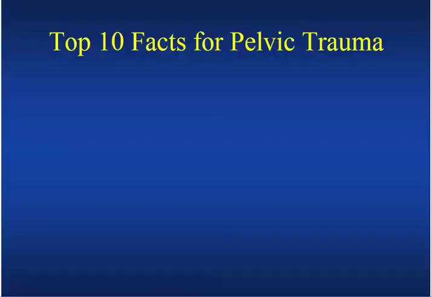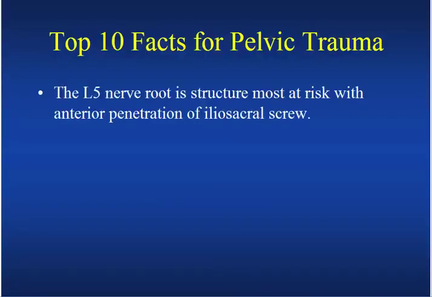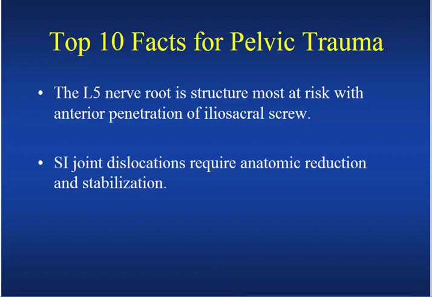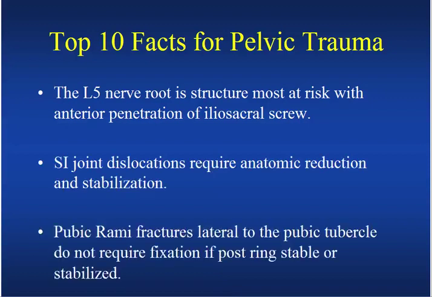The L5 nerve root is the structure most at risk with placement of an iliosacral screw. And again, that's the anterior location of the L5 nerve root, just anterior to the sacral ala. SI joint dislocations, again, require anatomical reduction and stabilization. And pubic rami fractures lateral to the pubic tubercle do not require fixation if the posterior pelvic ring is stable or if some stabilization is performed of it. So you don't really worry about these more lateral rami fractures.